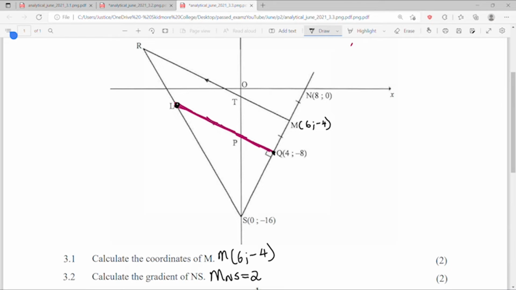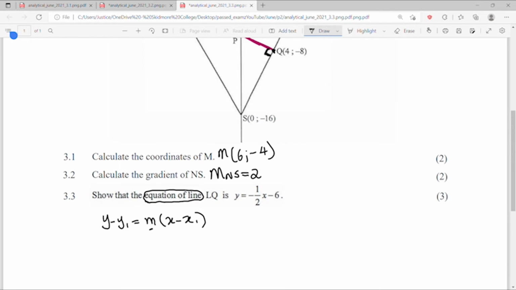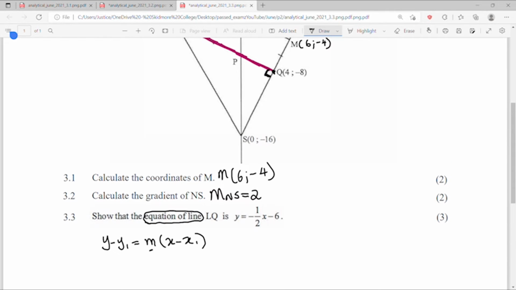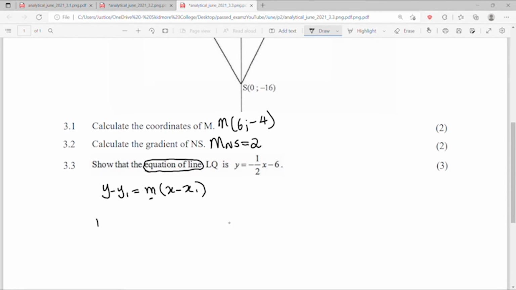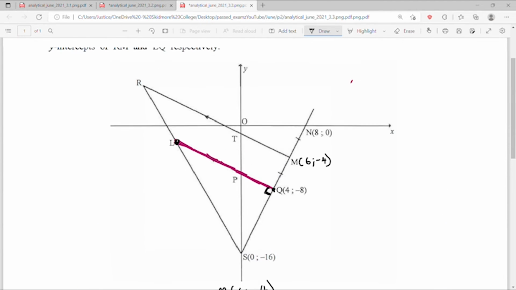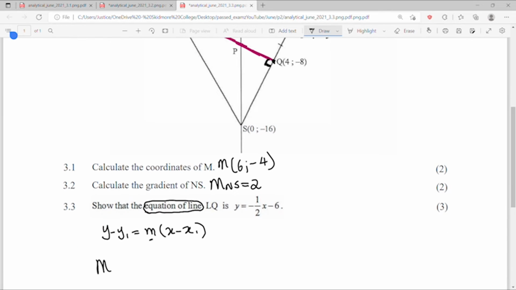When you've analyzed it correctly, you remember that LQ is perpendicular to SQ, or to SN. And we can still see that here. We reminded ourselves that perpendicular lines have a certain relationship when it comes to the gradient. So we're going to say we're looking for the gradient of LQ.